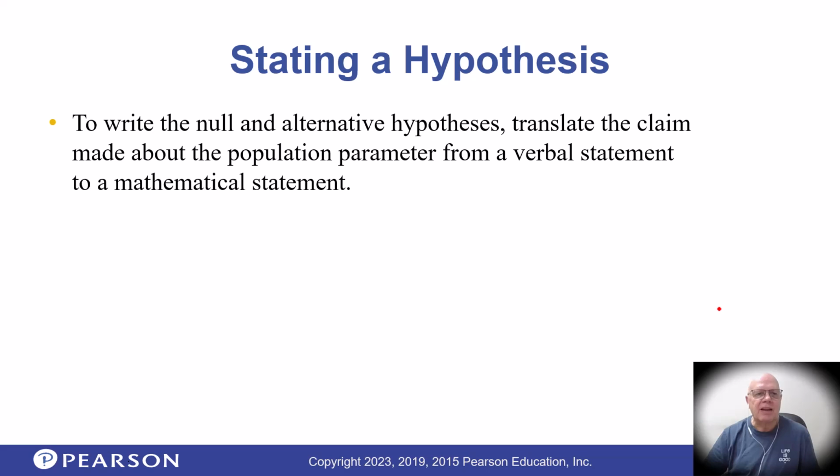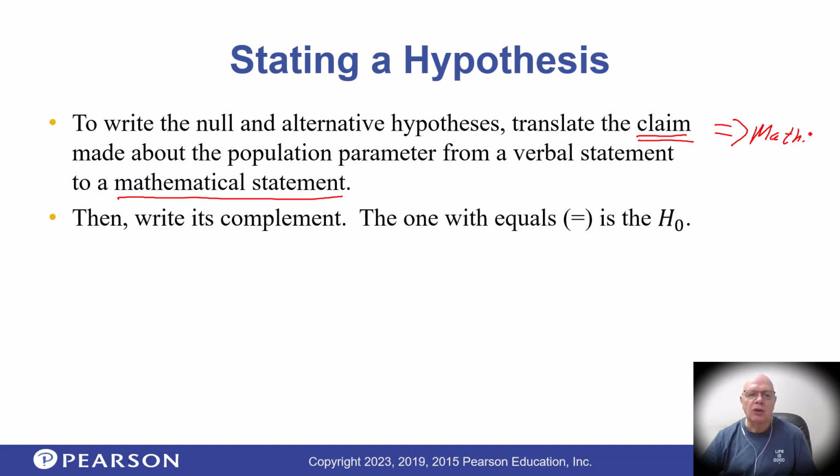Now, state of the hypothesis. To write those, you need to translate the claim. So we always start with the claim. What does the claim say? And how can you write it in a mathematical statement? So claim, you're going to convert that to a math statement. Then you're going to write the opposite. Whatever this is, you're going to write the complement. Notice there's an E there.